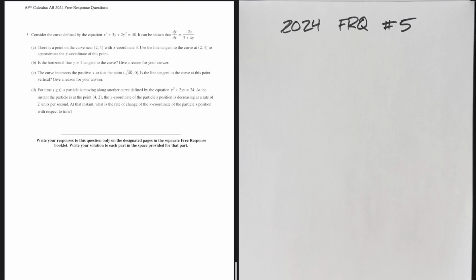Dive right in. Question 5 says, consider the curve defined by the equation x squared plus 3y plus 2y squared equals 48. And it can be shown that dy/dx, or our derivative of y with respect to x, equals negative 2x over 3 plus 4y. Okay, so we got a curve and a differential, which I would say sometimes is uncommon. Most of the time, questions will only give us one or the other, so kind of them that they would give us both, honestly.